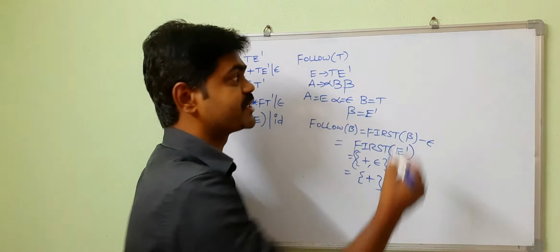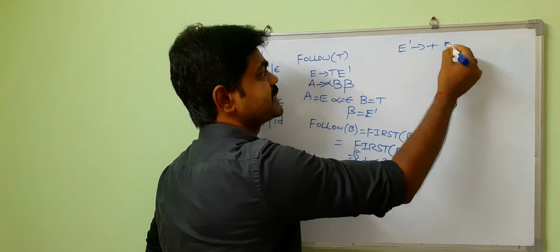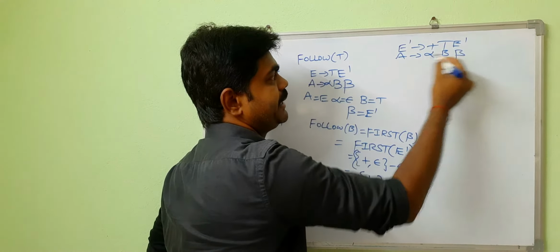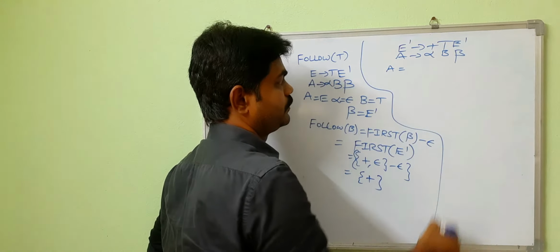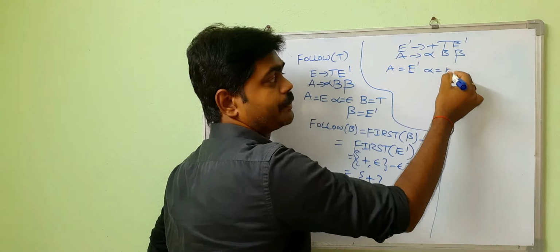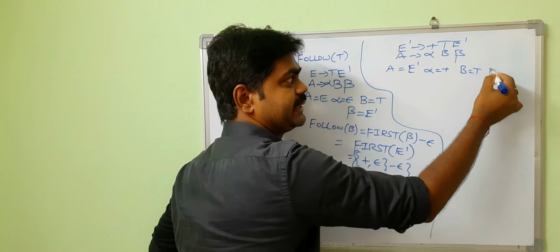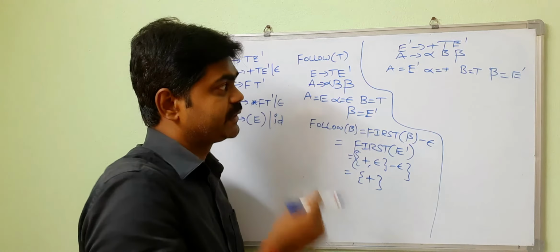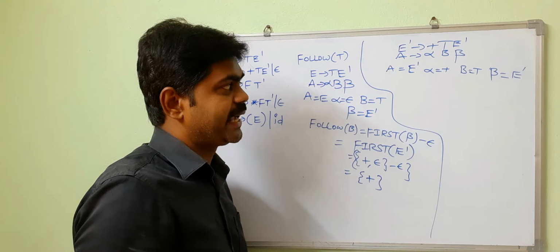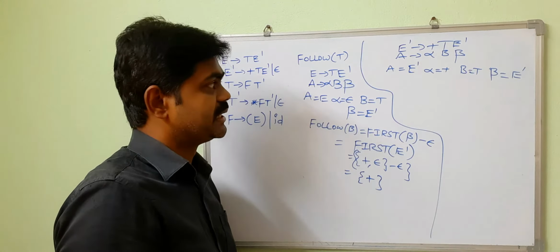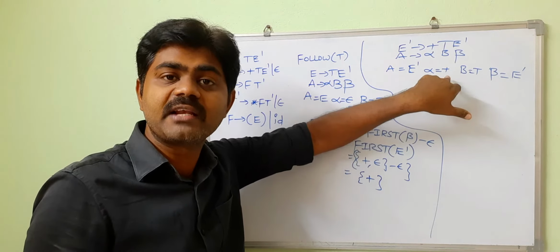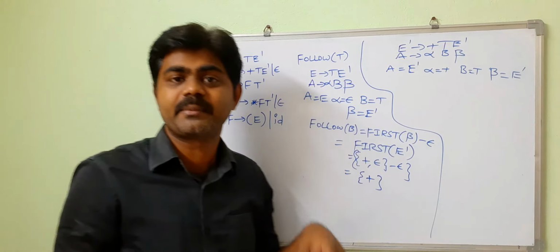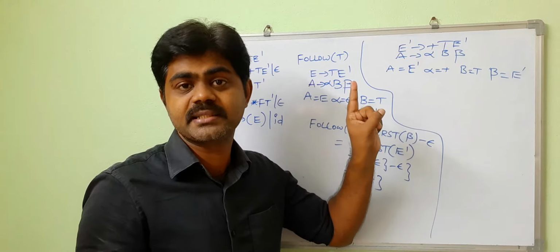E dash tends to plus T E dash. Now A tends to alpha B beta. So A equal to E dash, alpha equal to plus, B equal to T, beta equal to E dash. Now we have first of beta, so we don't have alpha equal to epsilon. If we had alpha equal to epsilon, then we would have written the second rule, that is follow of B equal to first of beta minus epsilon. But here we have alpha equal to plus, right?